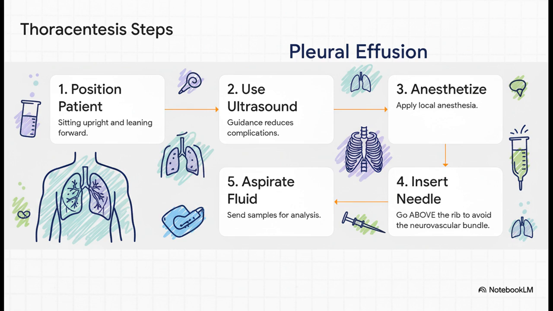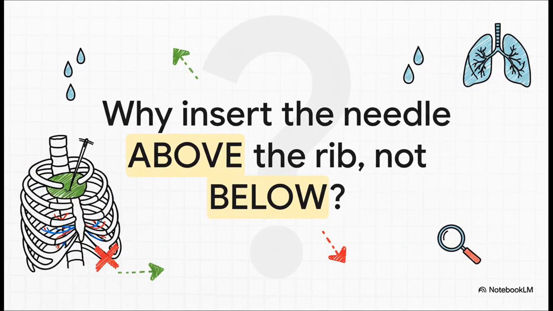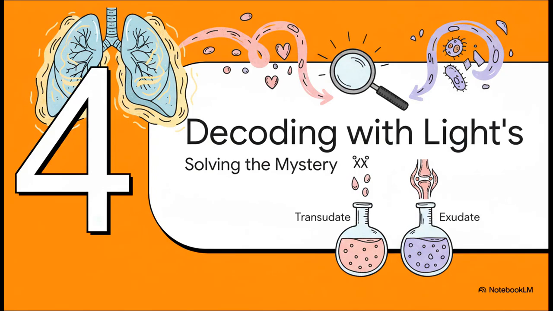But the most important piece of anatomy to remember is where to put that needle. You have to go just above the rib. And here it is, a classic pimp question for you. Why above the rib? Because the neurovascular bundle, that's the nerve, artery, and vein, they all run in a nice little groove along the bottom of every single rib. Going above the rib keeps you in the safe zone and helps you avoid a really nasty bleed. Okay, you did it. You tapped the fluid, it's off to the lab.